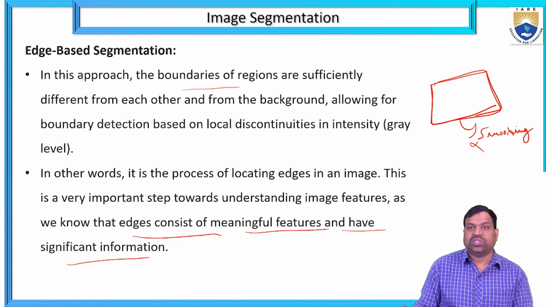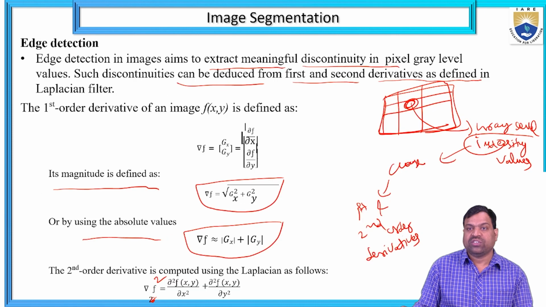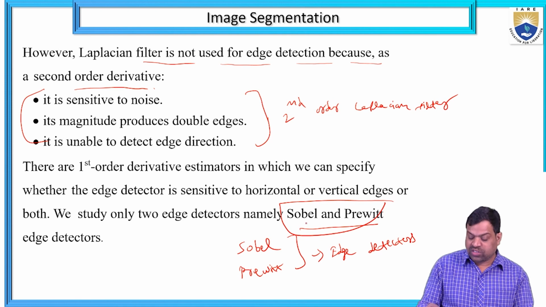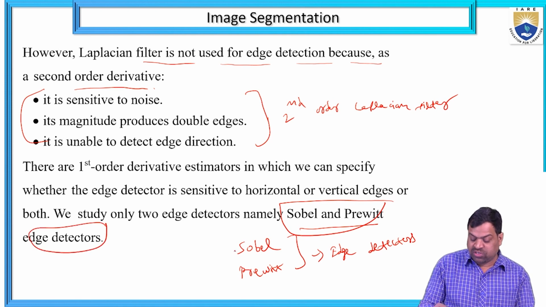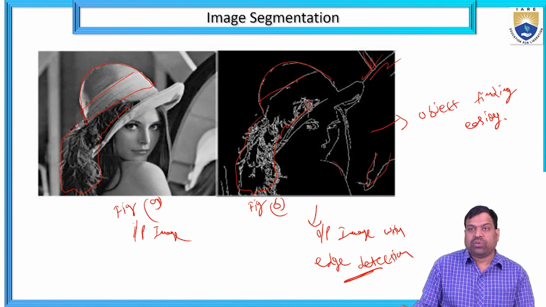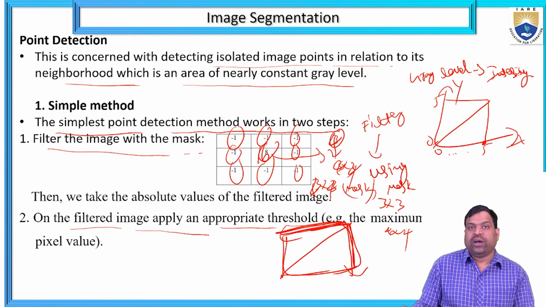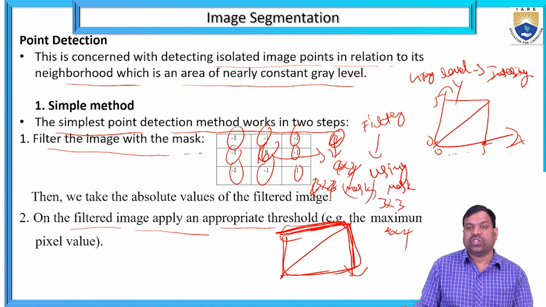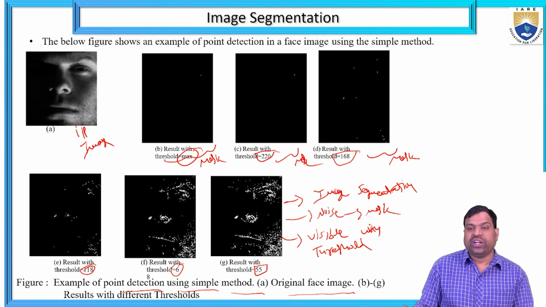In edge-based segmentation, we are finding out the edges. There are two techniques to find the edges, and here is the equation for edge detection. Sobel and Prewitt edge detectors are the two major techniques used for edge detection. It is one example of finding the edges of the original image to find the object easily. And point detection: here we use a mask technique to reduce the noise in the original image. It is a good example of finding the image with threshold levels.